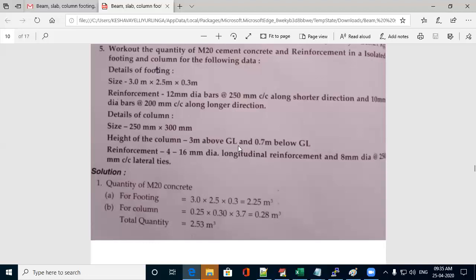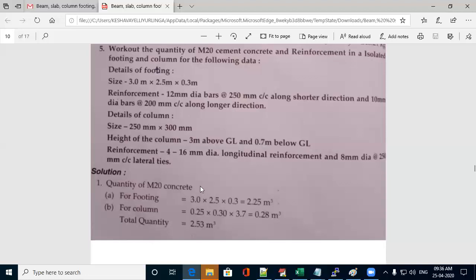Height of the column is 3 meter above the ground level and 0.7 meter below the ground level. They have 4 numbers of 16 mm dia longitudinal reinforcement in the column and 8 mm dia lateral ties at 250 mm center to center. That is, you have to work out the quantity of cement concrete and the steel: cement concrete in cubic meter and reinforcement in kgs.